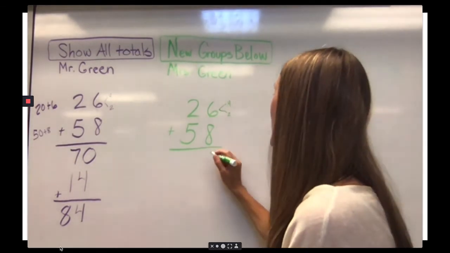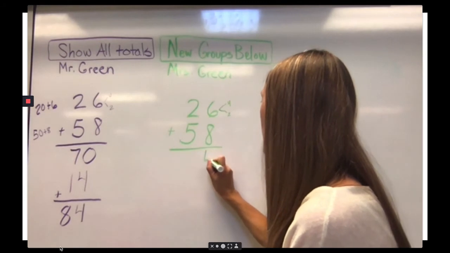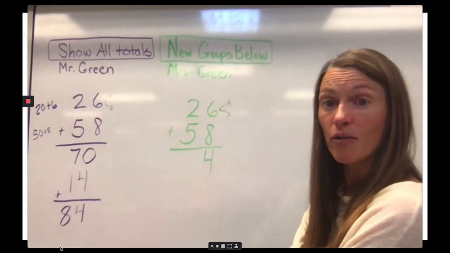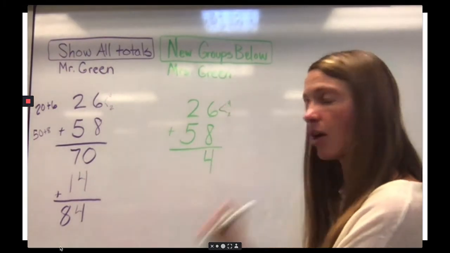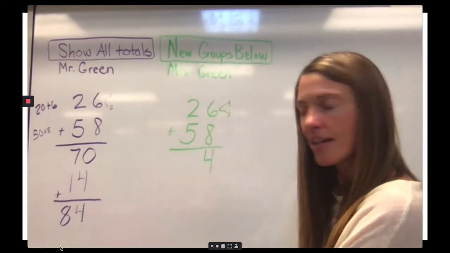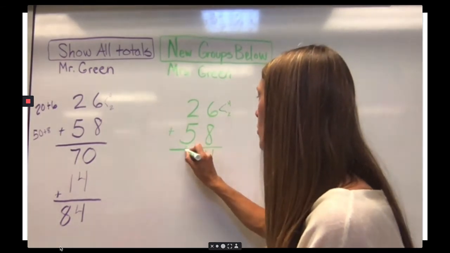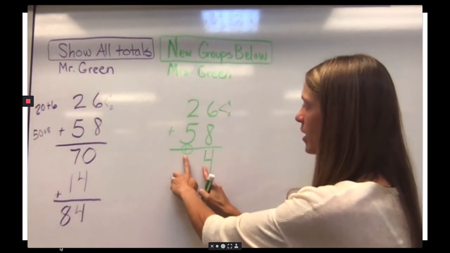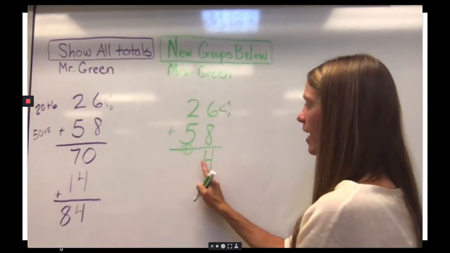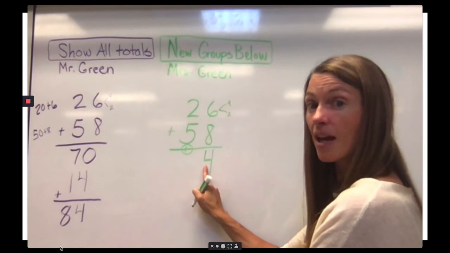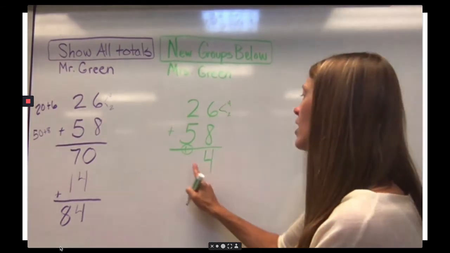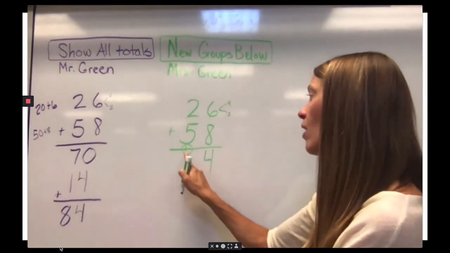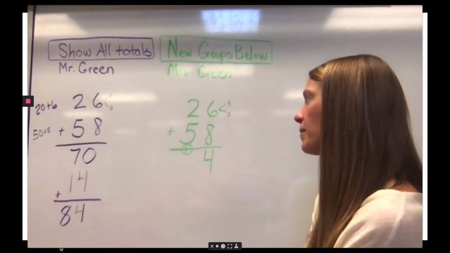8 plus 2 is 10, plus 4 more is 14. Now, watch what Mrs. Green does here. She takes her 4 ones that are in the number 14 and she puts it right below her ones. And then she takes her new group, or her 10, that goes along with the number 14, because 1 ten and 4 ones make the number 14. Now she has 14 ones, or 1 ten and 4 ones.